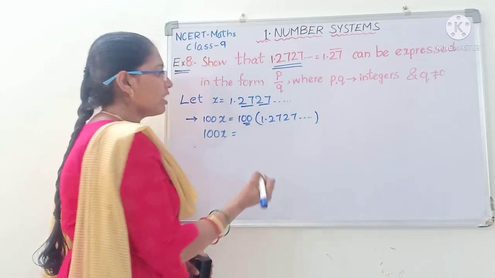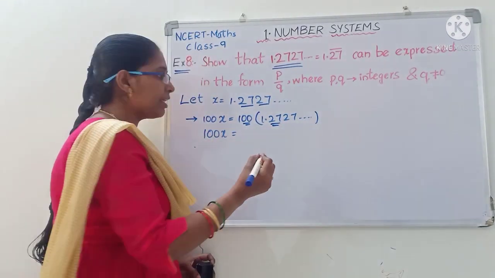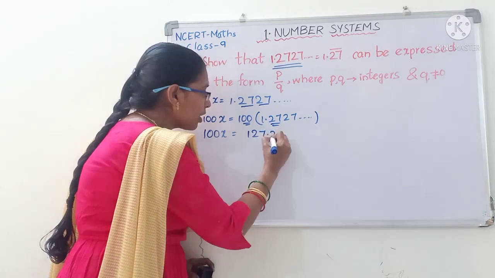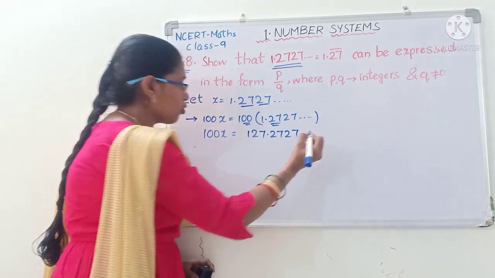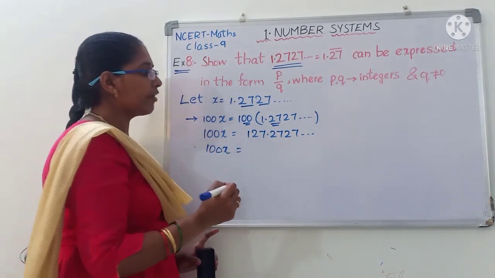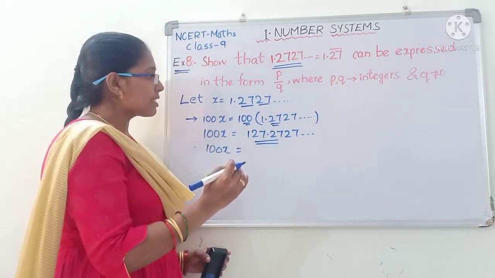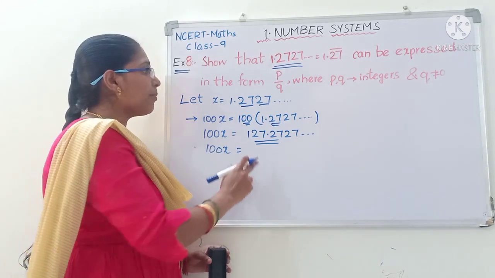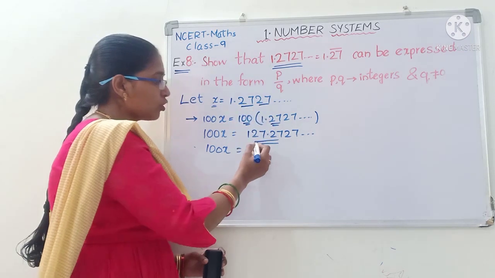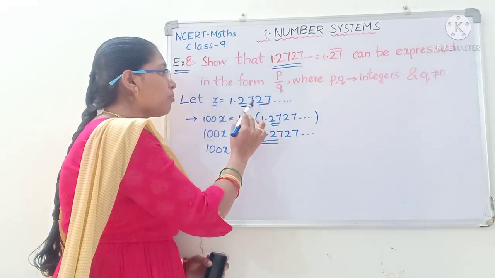Here two zeros are there. That means the decimal point will move two steps, two digits to the right. So it will become 127.2727 and so on. Next step, children, 100x is equal to, in this step what should you do? You should split this number into a sum of two numbers. In those two numbers, one number should be the x value. x is 1.2727, right? So one number should be 1.2727 and so on.